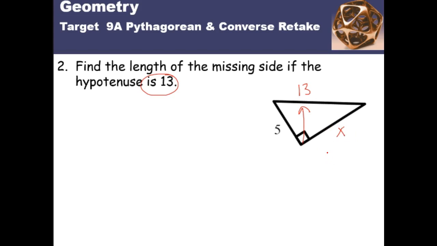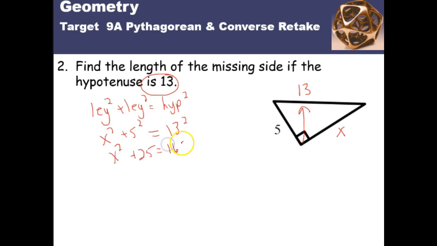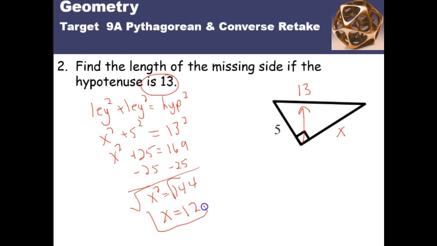And again, I can use the Pythagorean theorem since I know two of the sides. So remember, that's legs squared plus legs squared equals hypotenuse squared. So my hypotenuse is 13, and my legs are x and 5. So x squared, 5 squared is 25, 13 squared is 169. I can subtract 25 from both sides, and I get x squared equals 144. Then I take the square root, and I get x is 12.